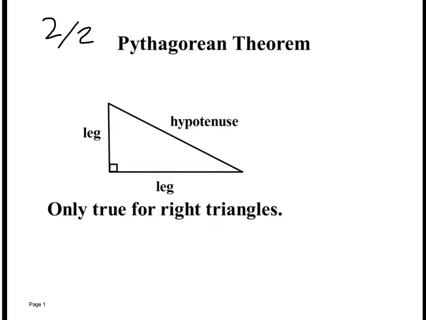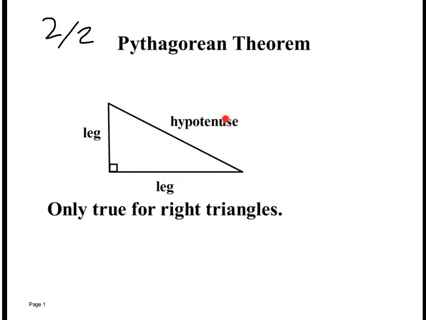The characteristics of a right triangle that you need to know to use Pythagorean Theorem are the legs and the hypotenuse. The legs are connected to the right angle. They touch the right angle. We say they're adjacent to the right angle.